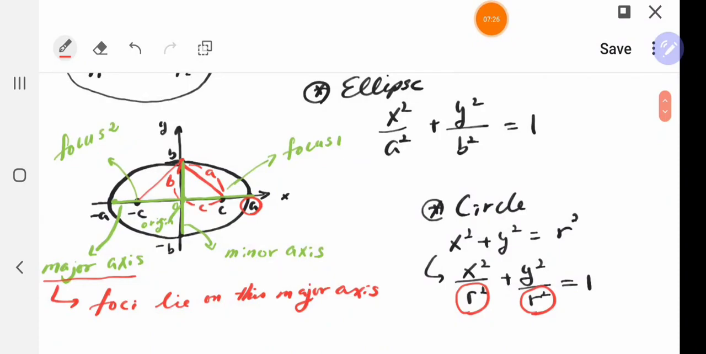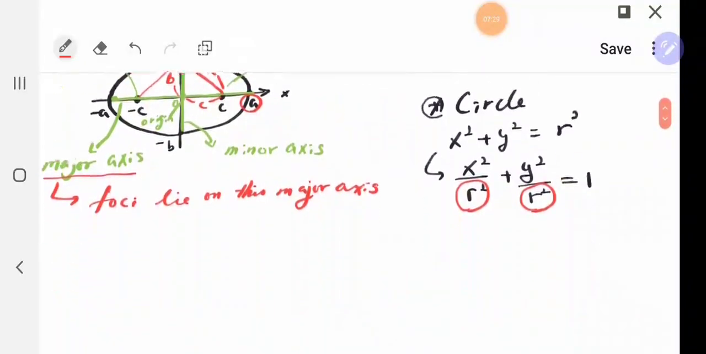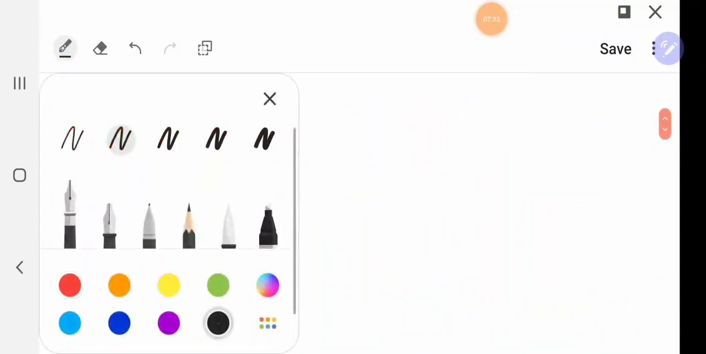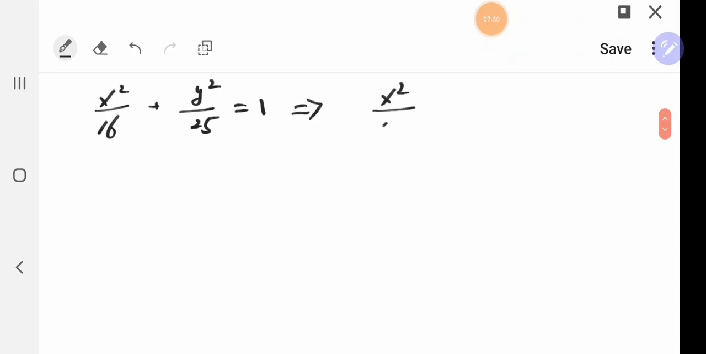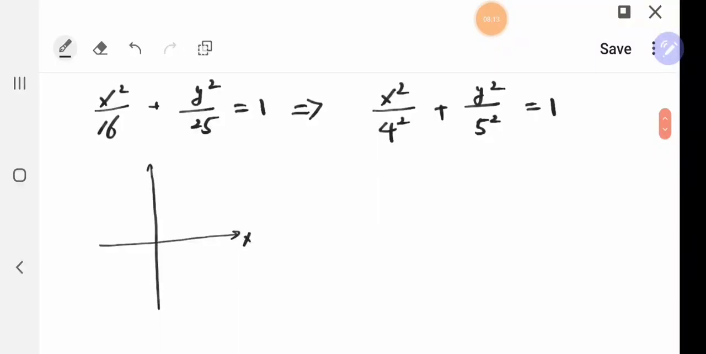Okay, what if b is larger than a? Let me write an example. Here is the equation: x squared over 16 plus y squared over 25 is equal to 1. If we rewrite it, 16 is 4 squared and 25 is 5 squared. So actually 5 is larger than 4, so the focus should be on the y-axis. The major axis will be the y-axis. If we graph the ellipse, it looks something like this.